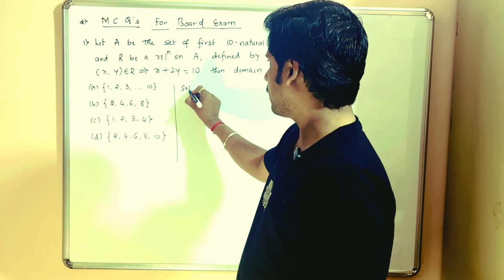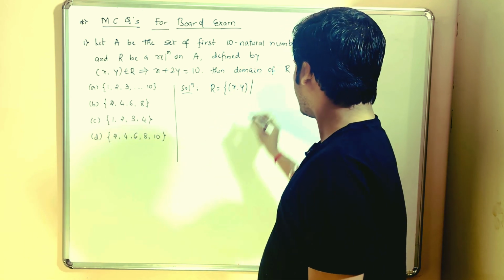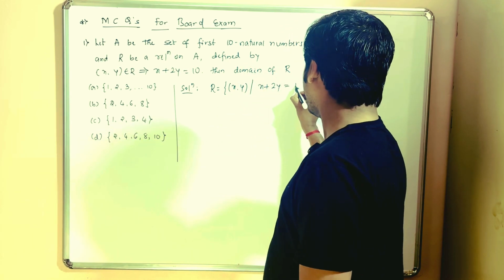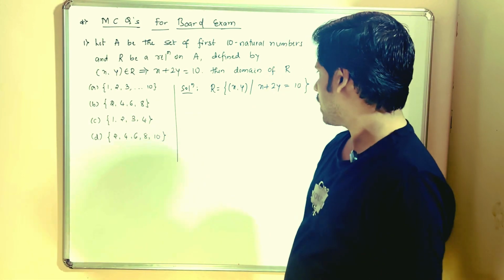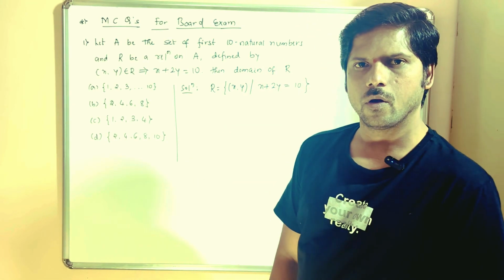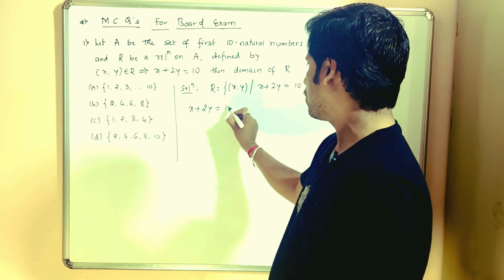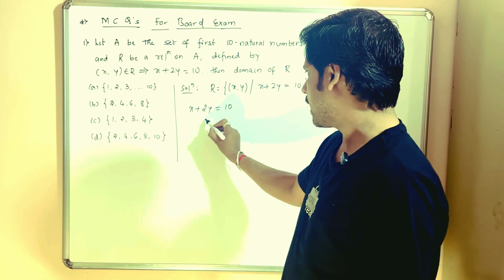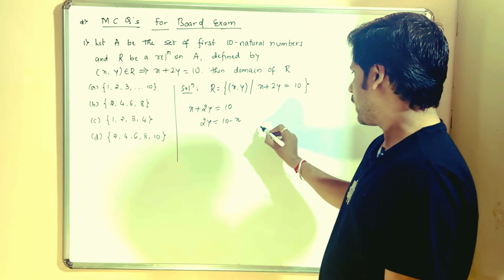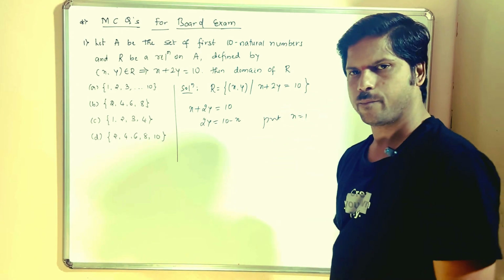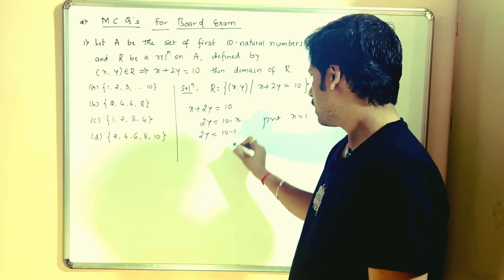So solution, here R is defined as the ordered pair x comma y such that x plus 2y is equal to 10, right? It is given. First we have to construct the ordered pairs of x and y. Suppose here I consider x plus 2y is equal to 10. This relation can also be written as 2y is equal to 10 minus x, right? Here put x equal to 1. What we get? 2y is equal to 10 minus 1, which is 9.